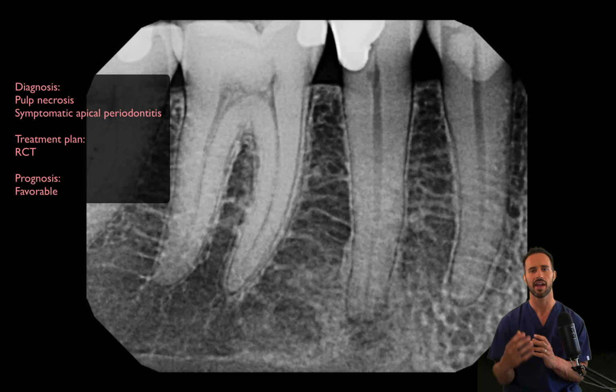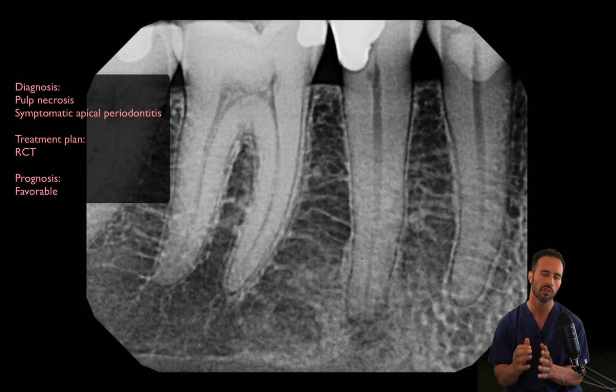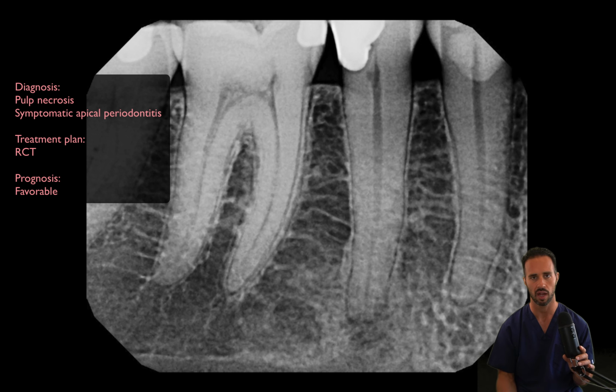There are a lot of factors that go into whether you're going to decide to treat a case in a single visit versus two visits, and I'm going to go through all those factors with you and go over some literature to help you in that decision-making process. But generally speaking, historically, vital cases were completed in a single visit and necrotic cases were broken up into two. That was the way it was done for a long time.